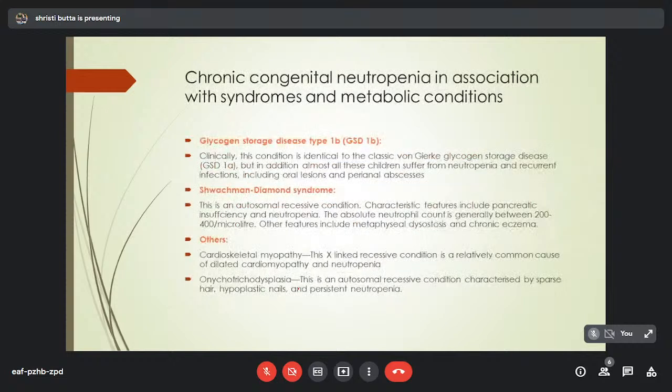Now, chronic congenital neutropenia in association with other syndromes, like the glycogen storage disease type 1b, which is similar to von Gierke disease. We also have the Shwachman-Diamond syndrome, which is an autosomal recessive disorder characterized by pancreatic insufficiency and neutropenias. The absolute neutrophil count in this case ranges from 200 to 400 per microliter. Other disorders like cardioskeletal myopathy and onychotrichodysplasia have also been reported.